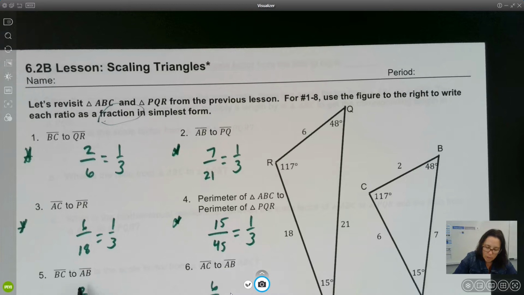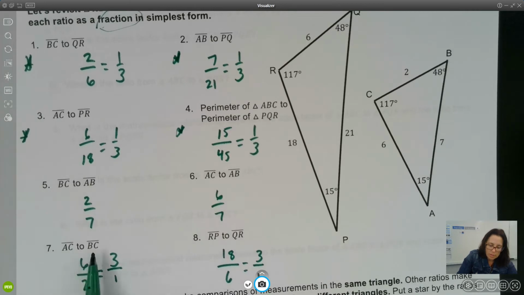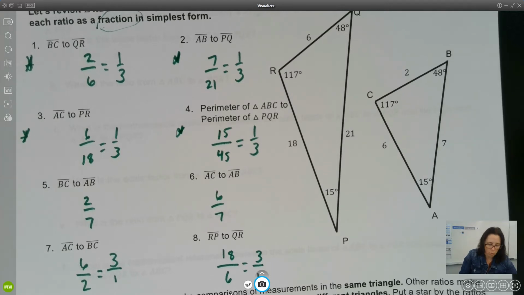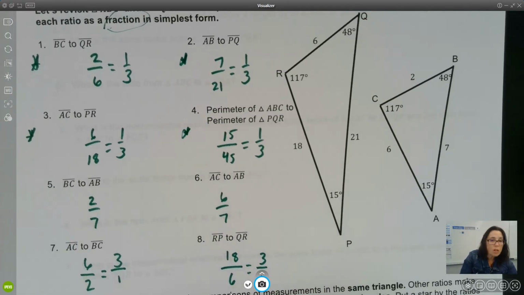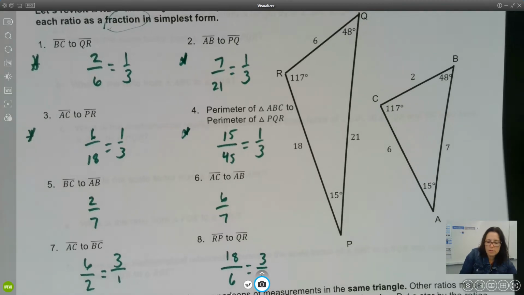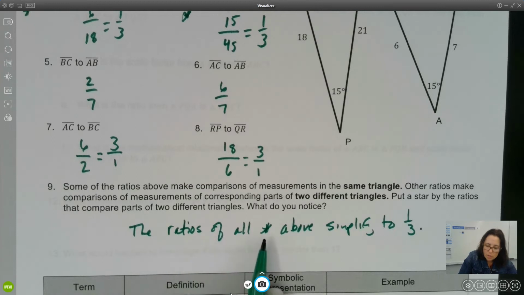These are both the smalls. These are both from the small, and these are both from the big. Okay, so I'm just starring those first 4. Okay, what do I notice? The ratios of all those starred simplify to 1/3. The ratios of all stars above simplify to 1/3. Oops, sorry guys, let me scooch that up. The ratios of all the stars above simplify to 1/3.